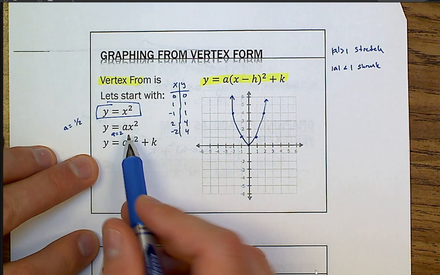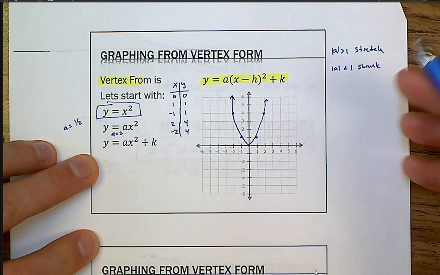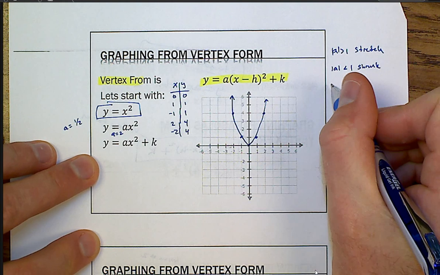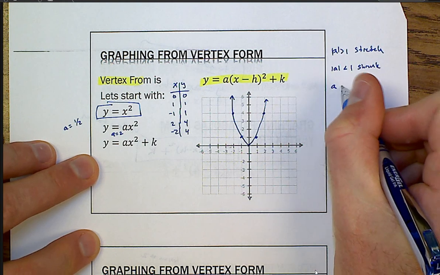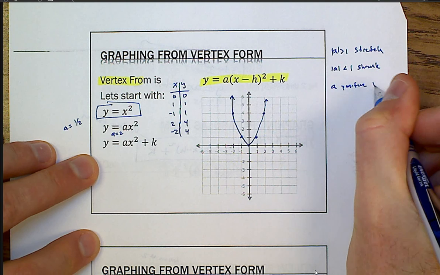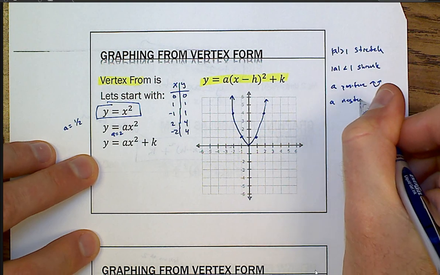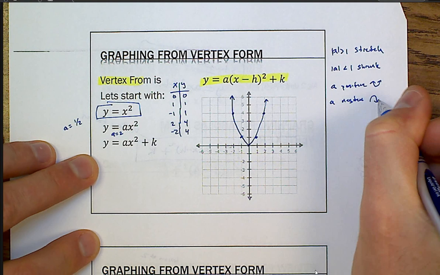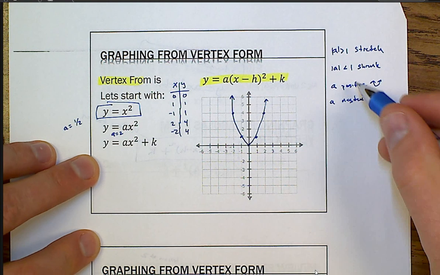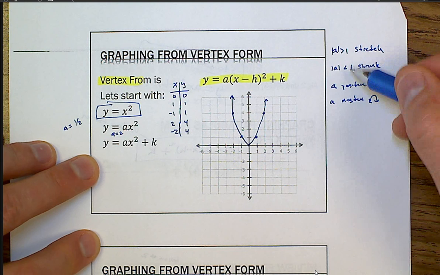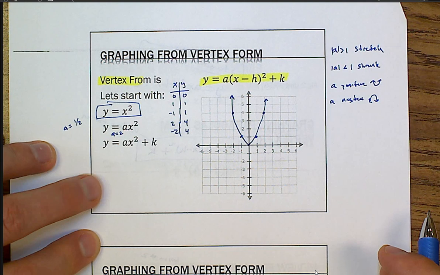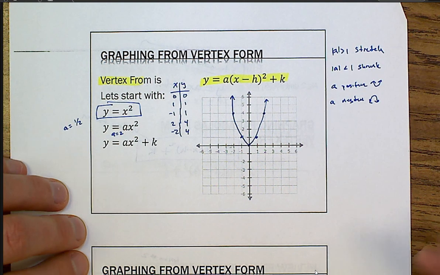Your A value is going to stretch and shrink. What else does your A value do? The other thing you need to be aware of is, if your A value is positive, you're going to get a parabola that opens up, and if your A value is negative, your parabola will open down. So your A value does two things. It tells you whether it's going to open up or down, and whether it's going to stretch your points or shrink your points. And again, that's from the first part of Unit 1.